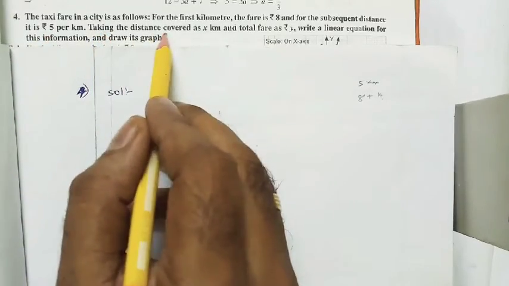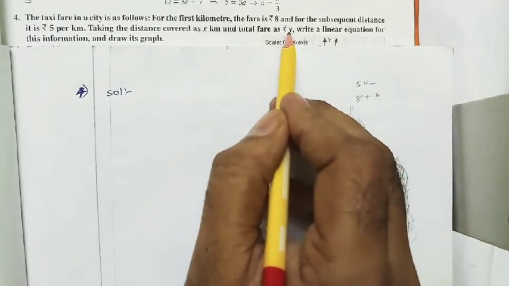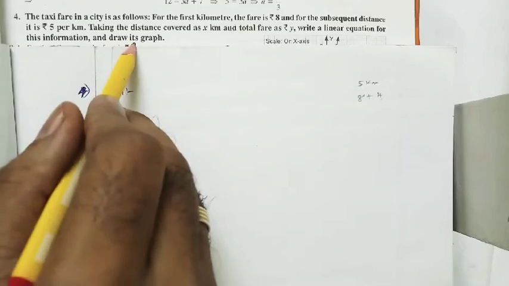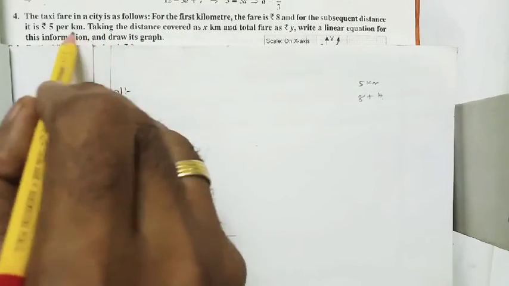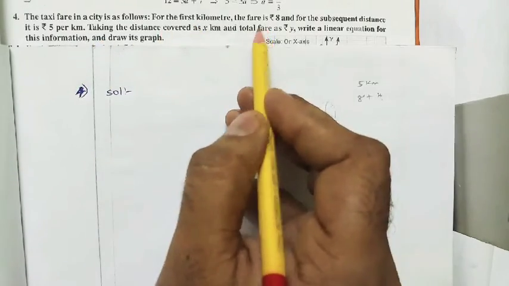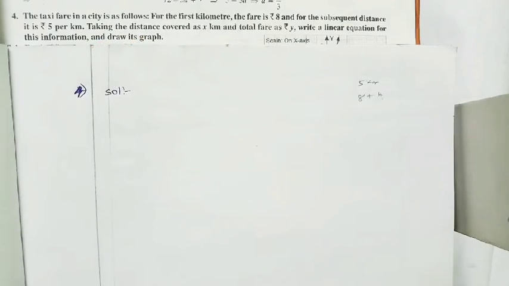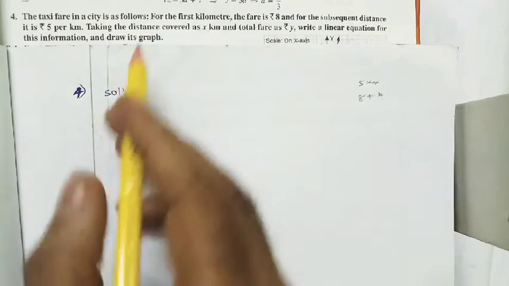Taking the distance covered as x kilometer and total fare as y, write a linear equation for the information and draw its graph. So they are asking you to form a linear equation in two variables for the above statement, and at the same time to draw its graph. So first we are going to form an equation.